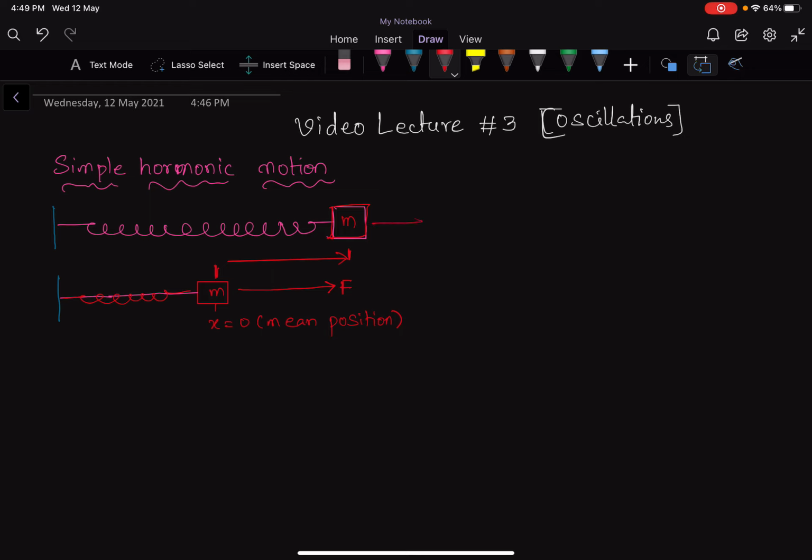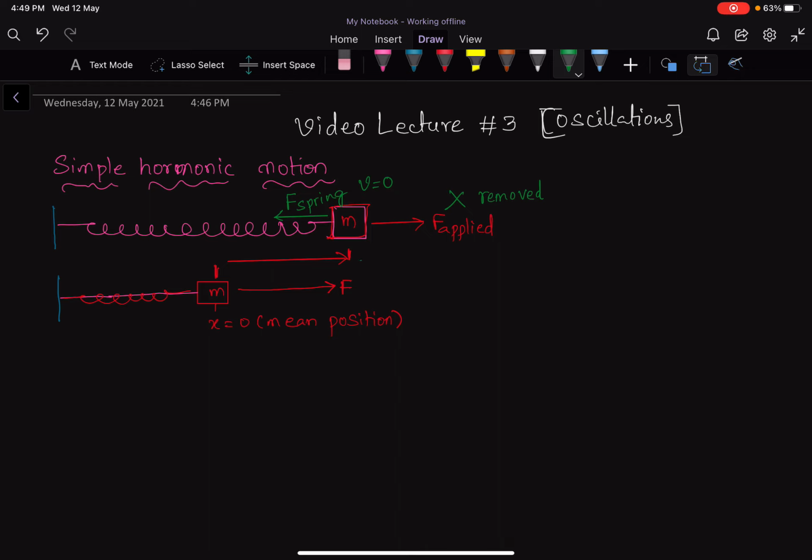This is the applied force, and from Newton's third law of motion, this is the spring force. Spring force and applied force are equal and opposite. When this applied force is removed, the spring mass system starts with no initial velocity.